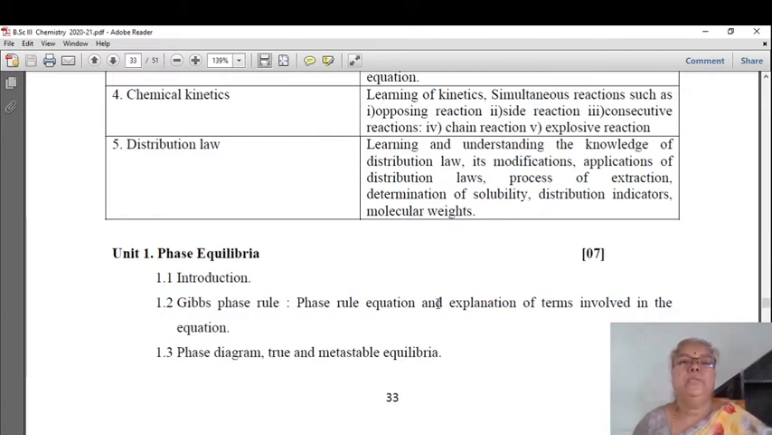Good morning, students, and welcome to the chemistry lecture, paper number 15. Here, today, you are going to learn the first unit of this paper, that is the phase equilibria.